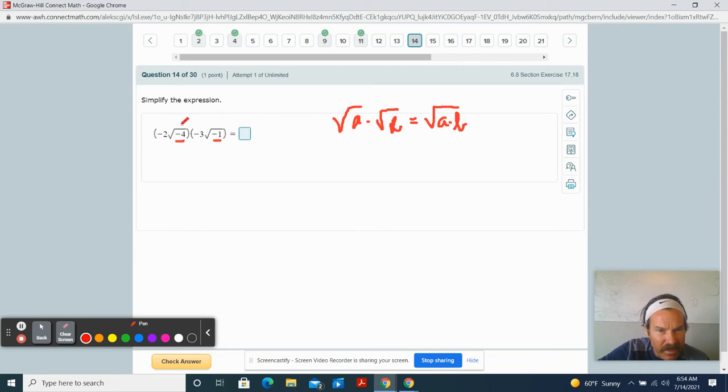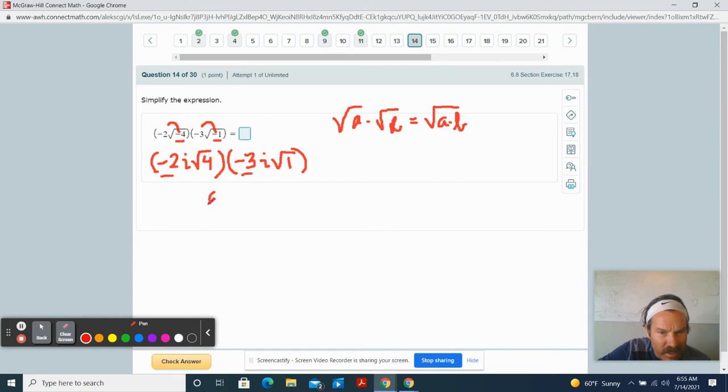So the first thing we want to do here is take these negatives out as i's. So this is going to be a negative 2 i square root 4. And this is going to be a negative 3 i square root 1. Okay, and now we can multiply these numbers together.